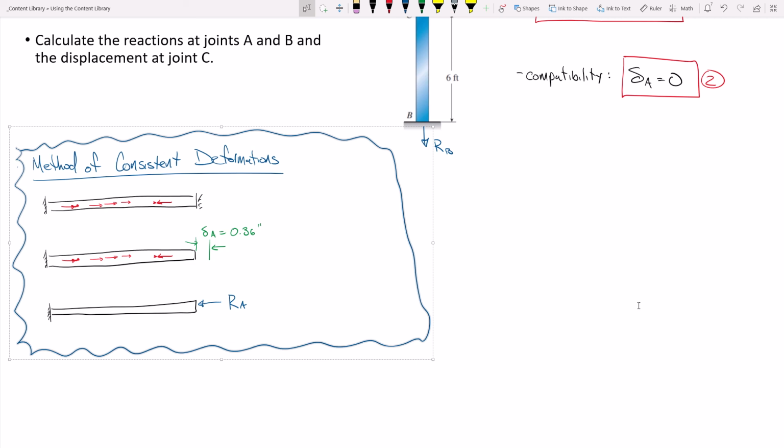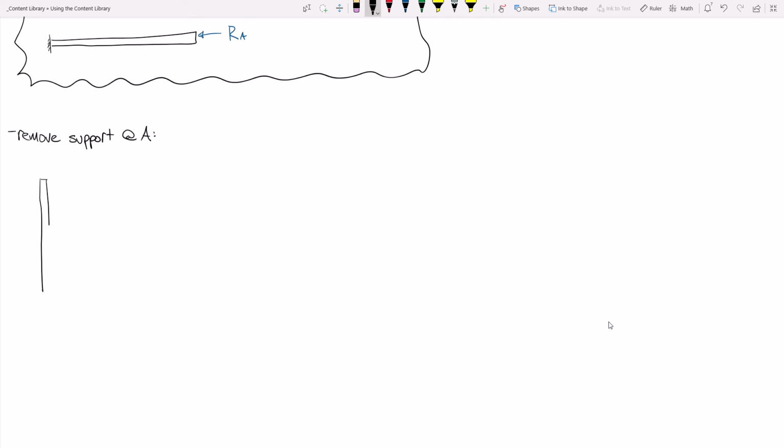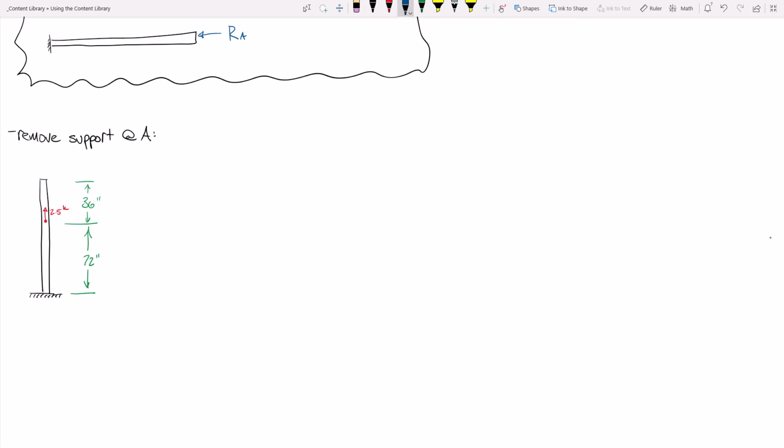So let's see how that works for this problem. So we remove the support A. Here's the problem. We have a load right here of 2.5 kips. We were given at the beginning of the problem these lengths. This length is 36 inches. This length is 72 inches. Let's name these. Let's call this A, C, and B. We know what E and A are.